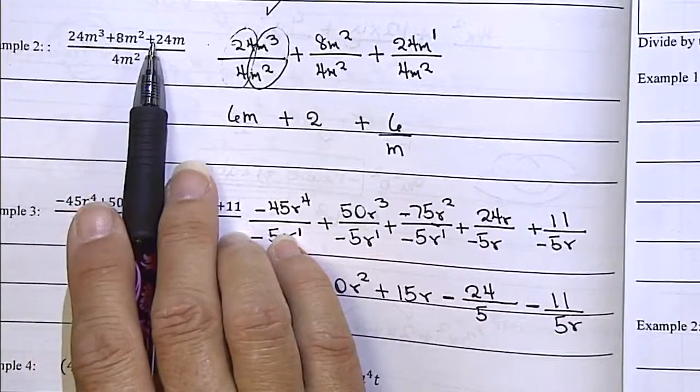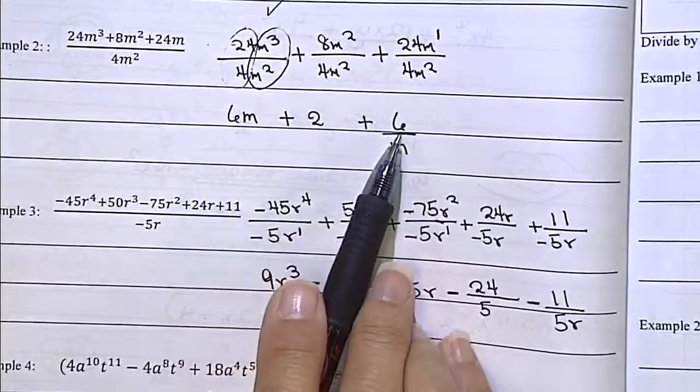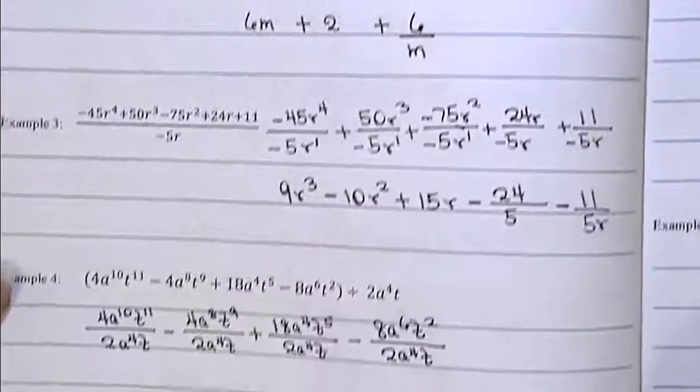So there was a plus here and a plus here. This one was plus, this one was plus, this one was plus. Look at my answer. Plus, plus, and plus, right? Okay, look at what happened with this one.